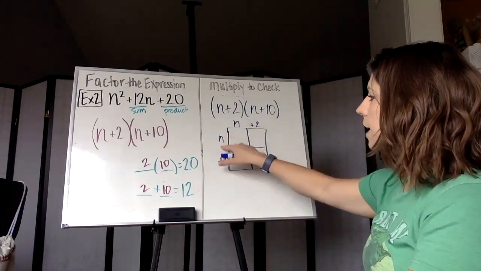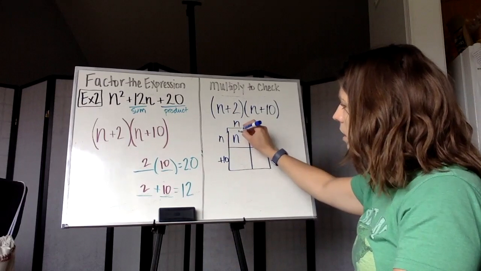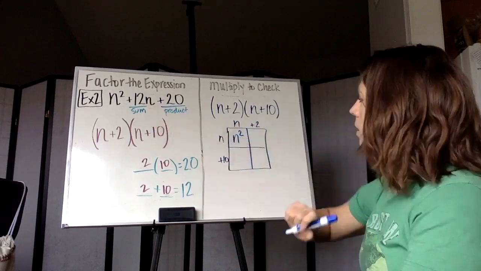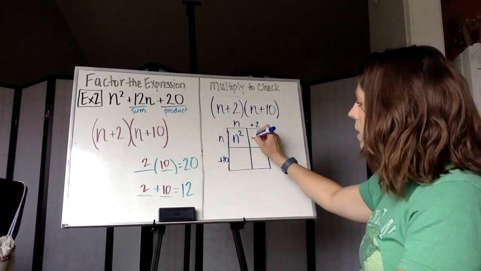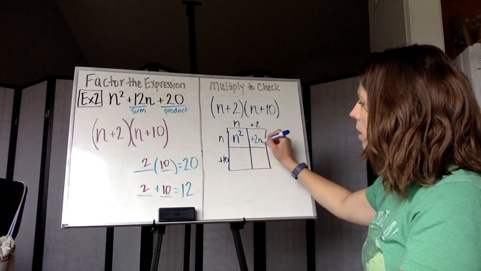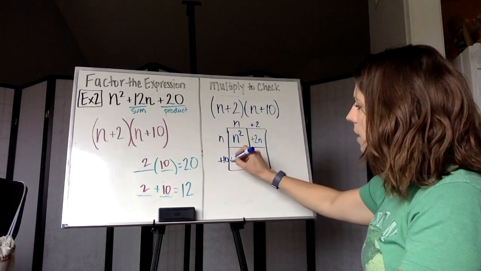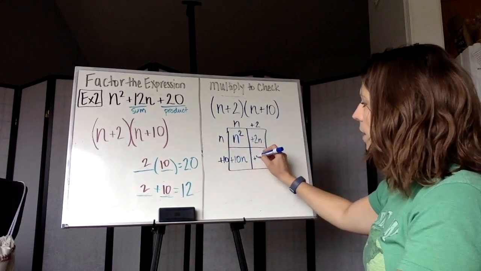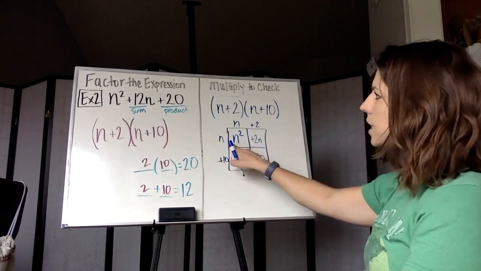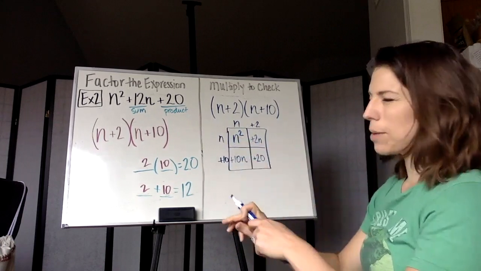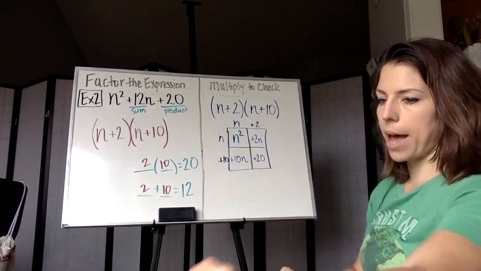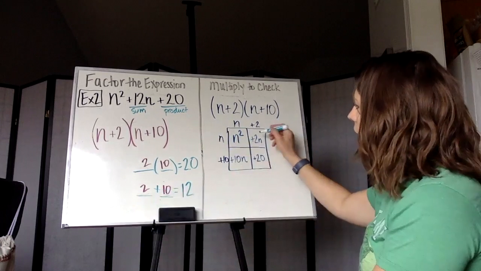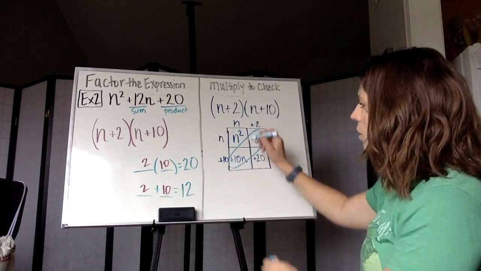So here we go. n times n is n squared. That's a good first sign. Positive 2 times n is a positive 2n. Positive 10 times n is a positive 10n, and positive 2 times positive 10 is positive 20. So again, you see the n squared and you see the positive 20, but I don't see a 12n right off the bat until I combine my like terms.